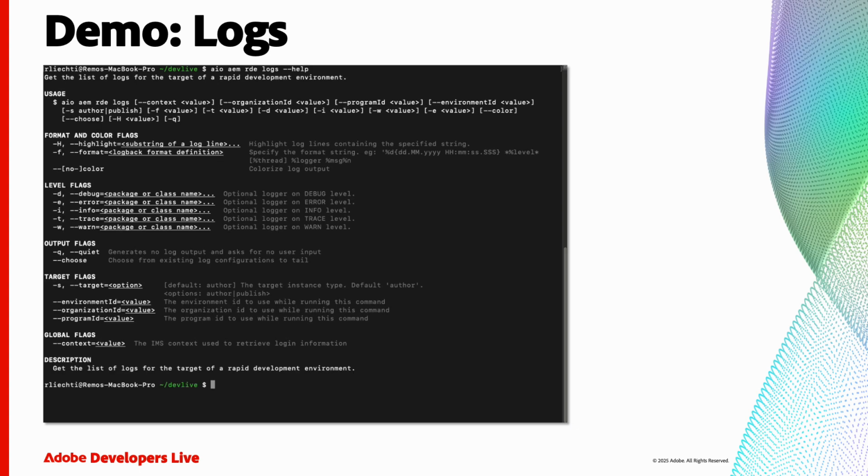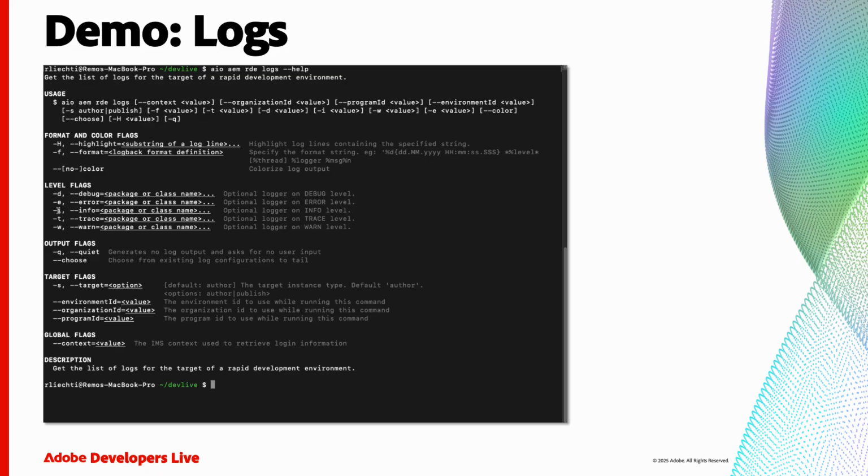In this quick demo, we're looking at the logs functionality of an RDE. As you know, with AEM on cloud services, it can be hard sometimes to retrieve the logs quickly. And within RDEs, we made that very simple. So you basically just type in the RDE logs command, and let's take a look at the help first. That gives you a brief idea of what's possible.